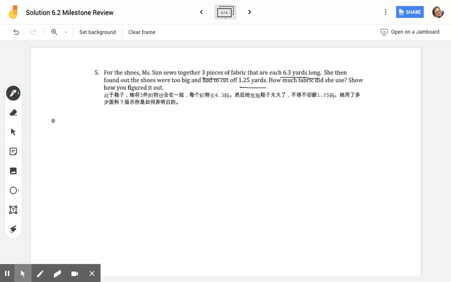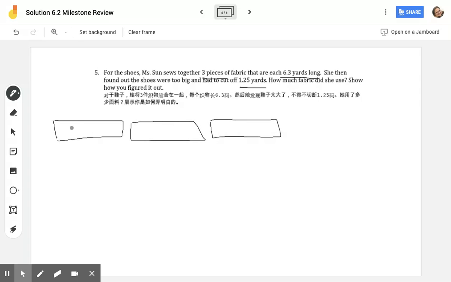So I want to look at this first with a visual. So she has 3 pieces of fabric that she's sewing together, and each of them are 6.3 yards. Okay, so we can say, what is 6.3 times 3 will give us the total length. Or we could add 6.3 plus 6.3 plus 6.3.